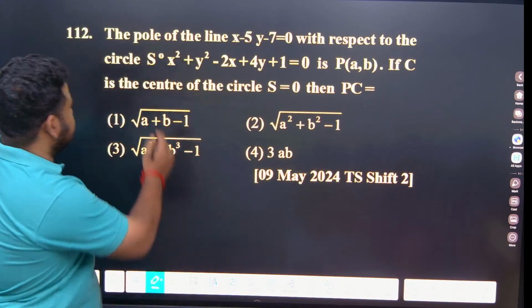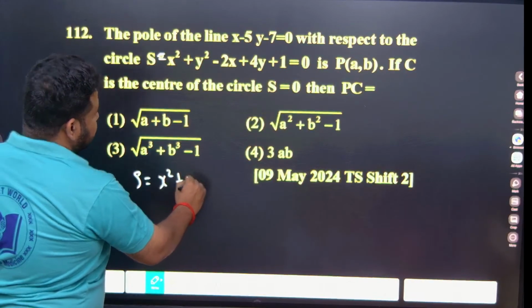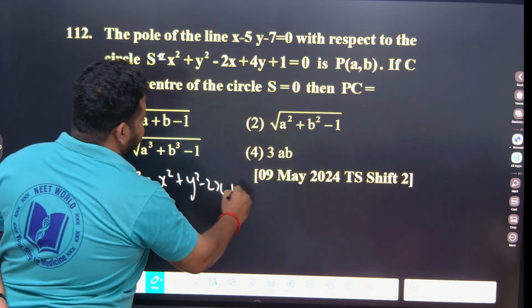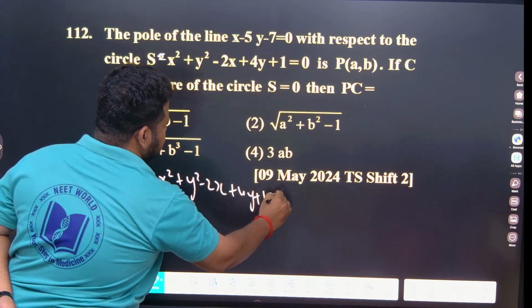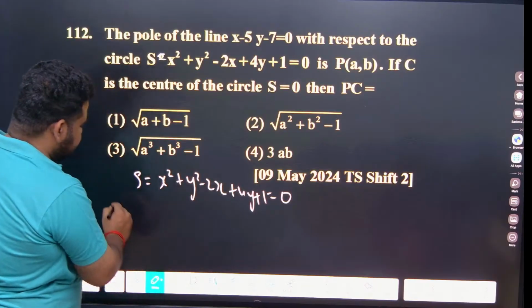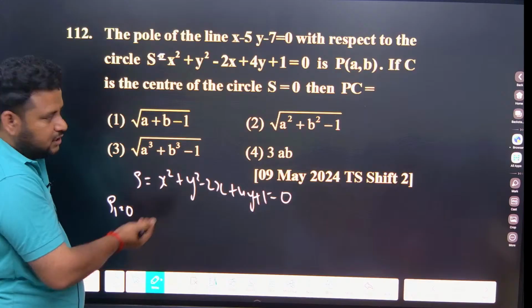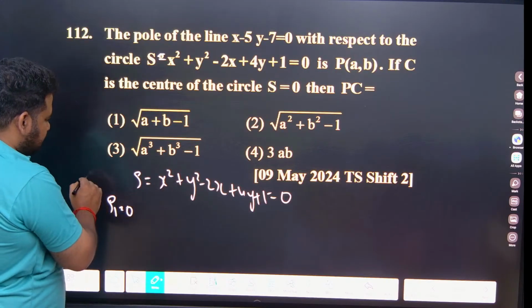First let us take the circle. S is equal to x square plus y square minus 2x plus 4y plus 1 is equal to 0. Don't waste time writing all this, I am writing for your reference. So S1 is equal to 0, I should take the equation of polar.